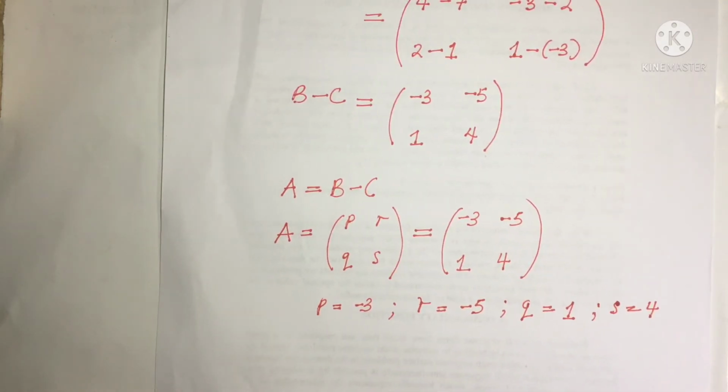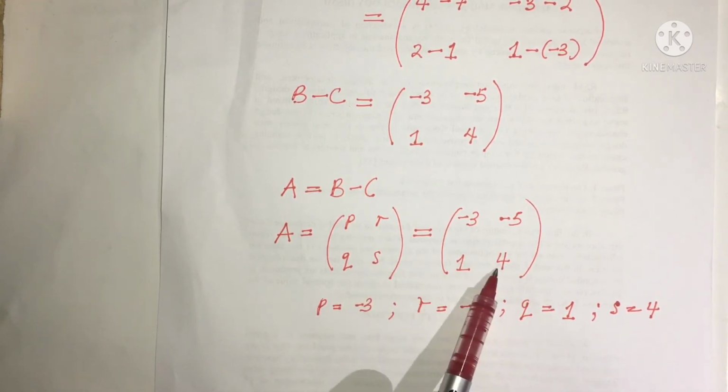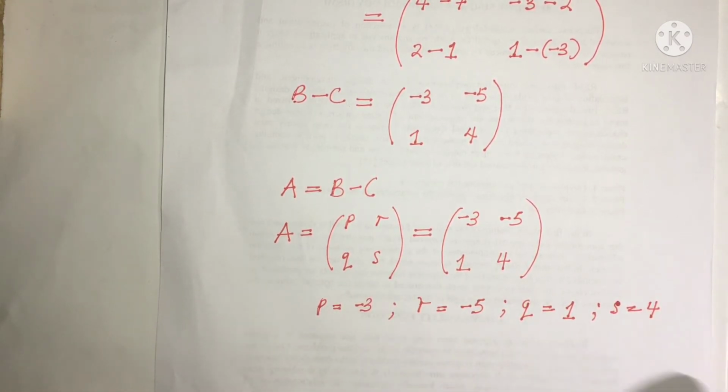Why are all these so? It is simply because P and minus 3 occupy the same position in the two matrices. R and minus 5 occupy the same position in the two matrices. And so follows for Q and 1, S and 4. And that solves the problem.